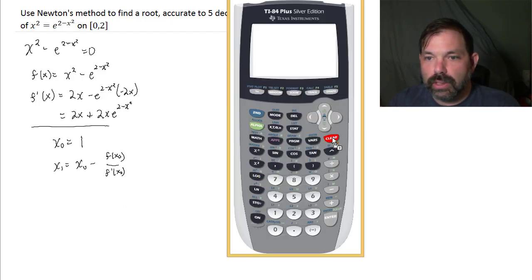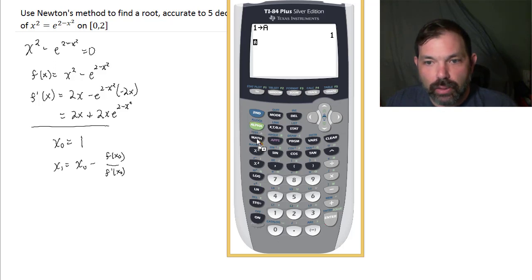So let me go to my calculator. Let me clear out these things. First thing I'm going to do is take my initial value, my 1, and store it as a. I hit the wrong button there. Take 1 and store it as alpha a. Hit enter. Okay, so now let's set up the code.